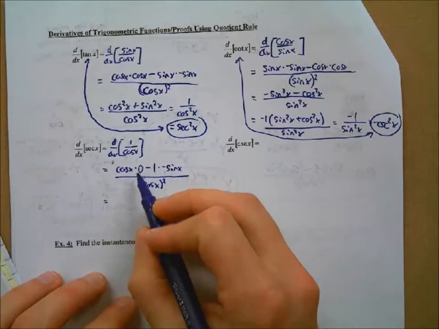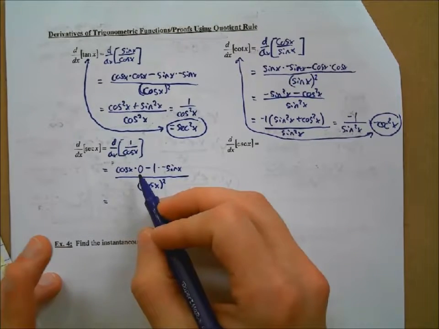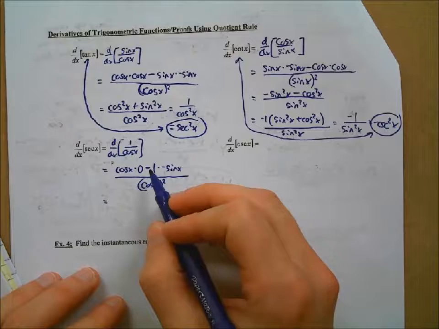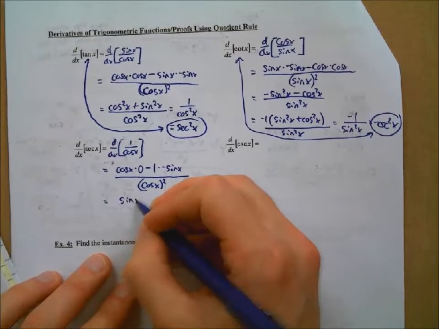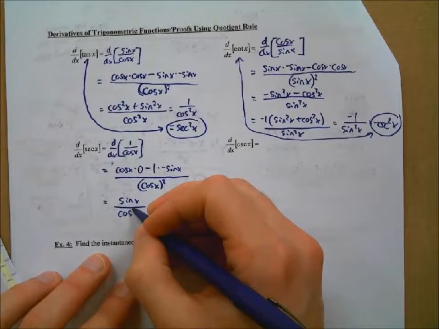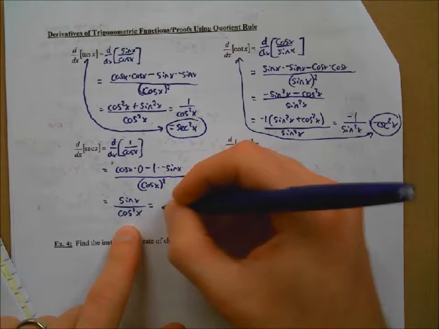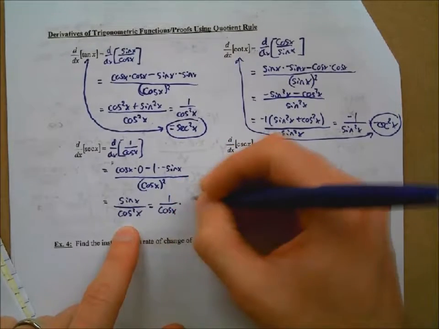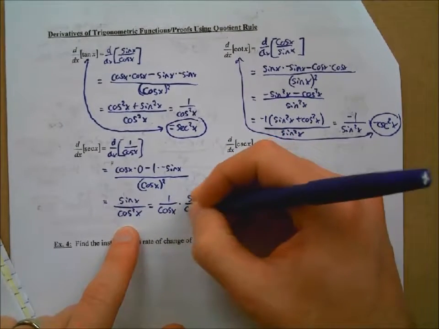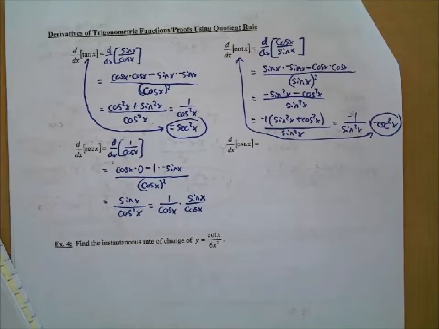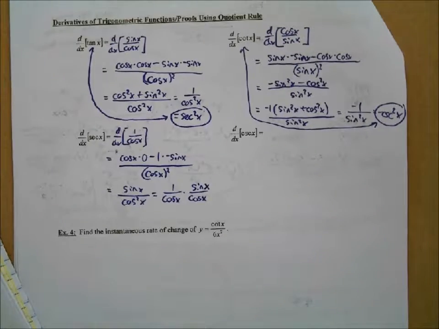Okay, we simplify here. 0 times cosine, 0. Negative sine times a negative 1, positive sine of x, all over cosine squared of x. Okay, and anytime you look up the derivative of secant of x, this is not where we leave things. Typically what we do is we rewrite this as 1 over cosine x times sine x over cosine x. Do you believe that is equivalent there?